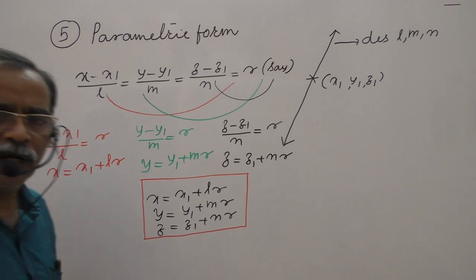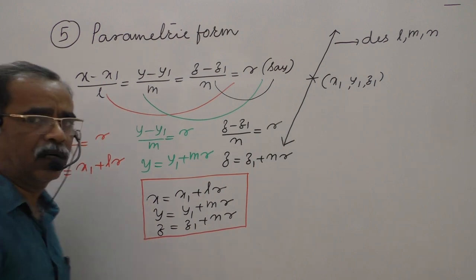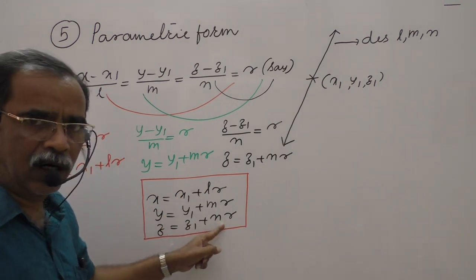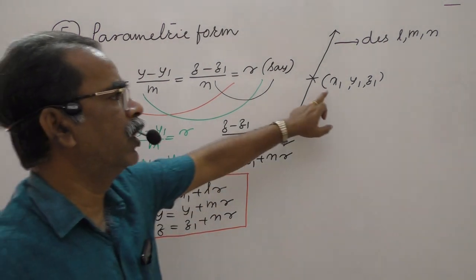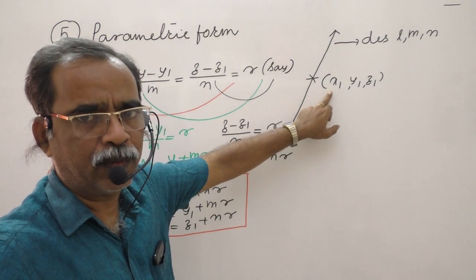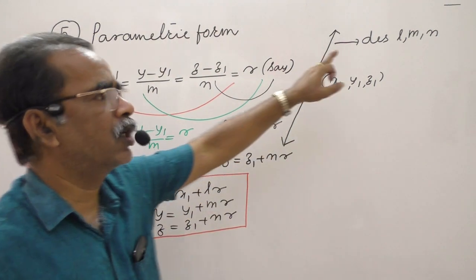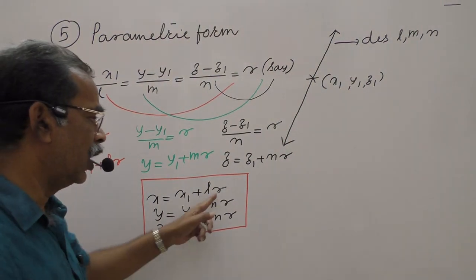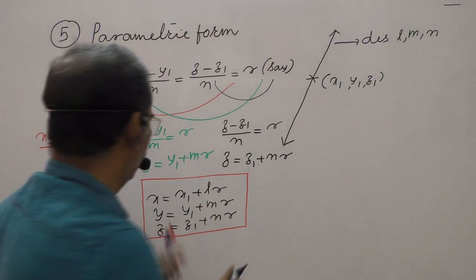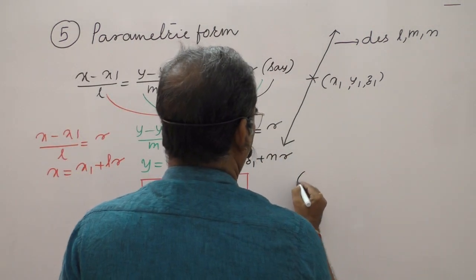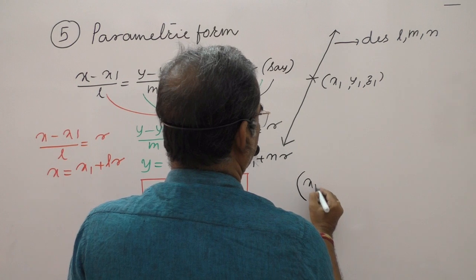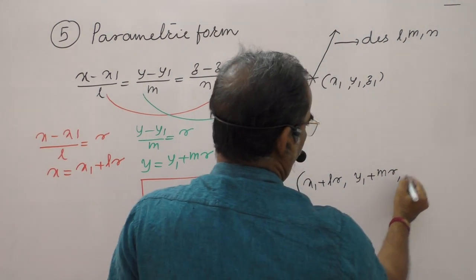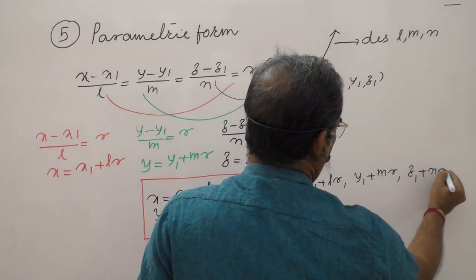These three equations are known as the parametric equations of a line. So these are the three x, y, z values. They are in terms of x1, y1, z1, l, m, n and r. x1, y1, z1 is the given point through which the line is passing. l, m, n are direction cosines, and r is the parameter. What does this r say? Here you please see: if you take these values, x is x1 plus lr, y is y1 plus mr, and z is z1 plus nr.